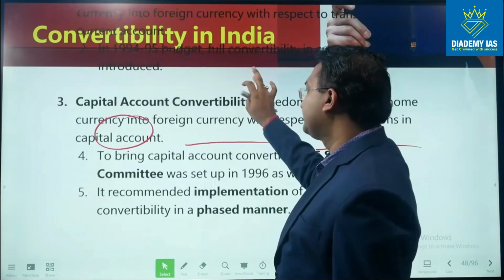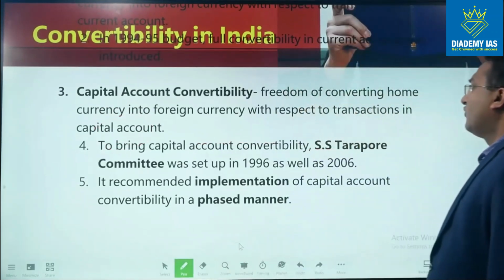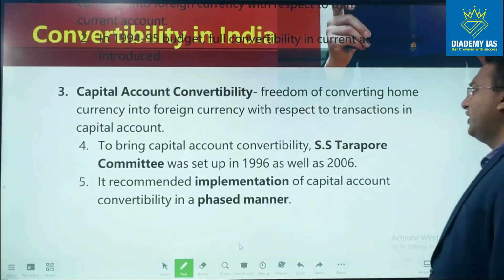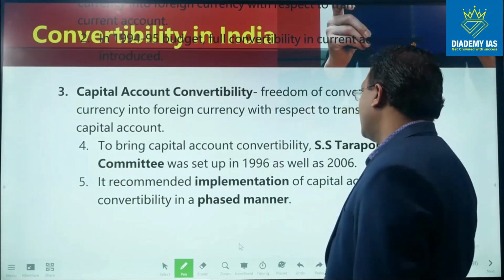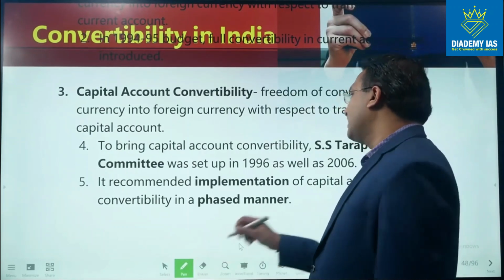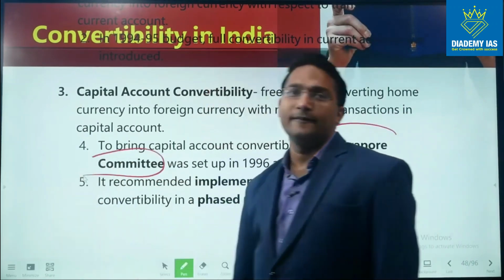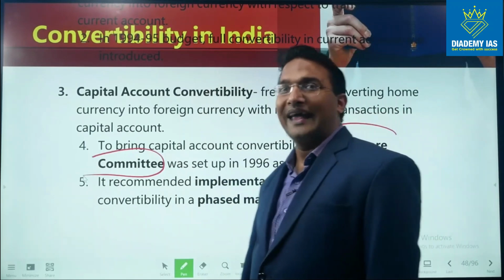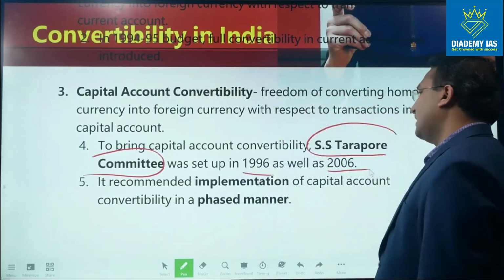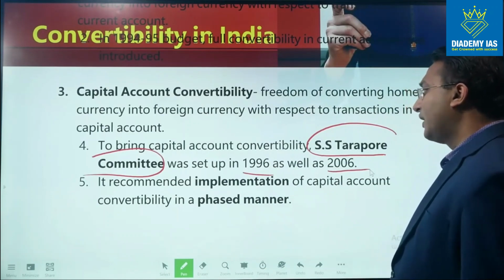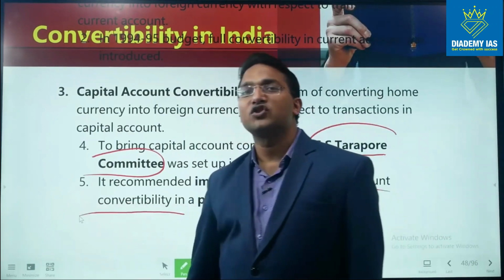Capital account convertibility is the freedom of converting home currency into foreign currency with respect to transactions in the capital account. To bring capital account convertibility, the S.S. Tarapore committee was set up. To get suggestions about capital account convertibility, the S.S. Tarapore committee was set up in 1996 as well as in 2006, and it recommended that capital account convertibility should be implemented in a phased manner.